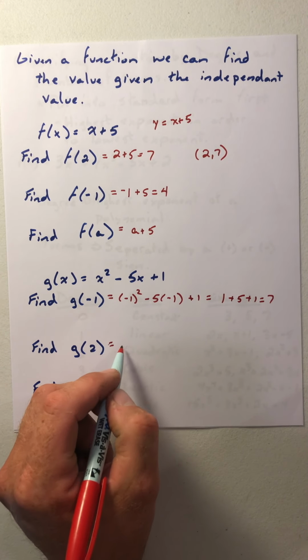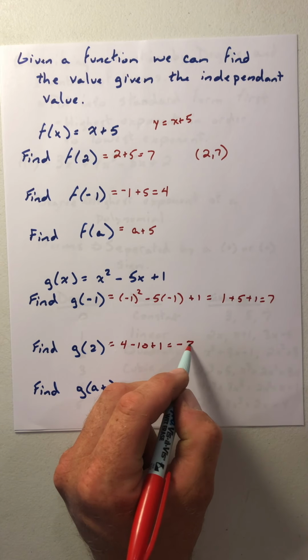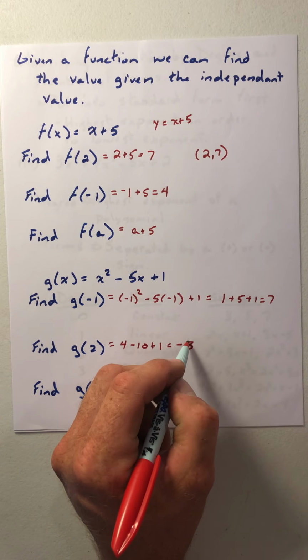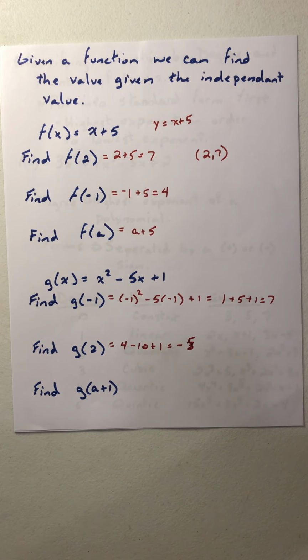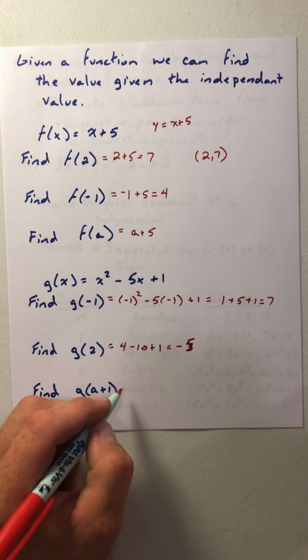G of 2, so we have 4 minus 10 plus 1, so we get negative 3. No, we don't. We get negative 5, don't we? Maybe somebody can't add today. Negative 5 it is. And then g of a plus 1.